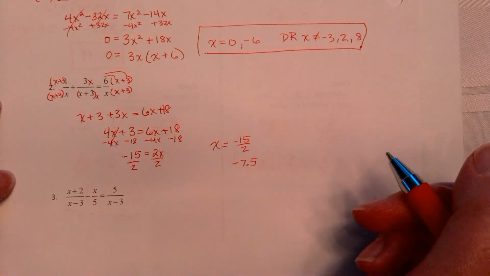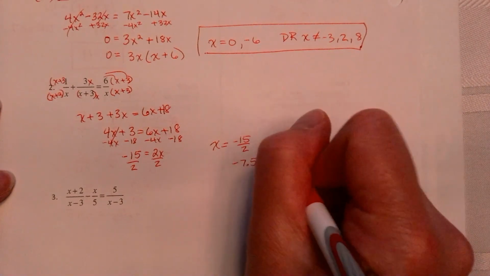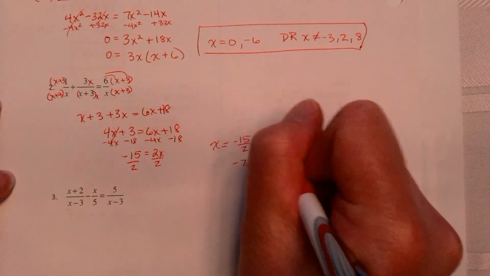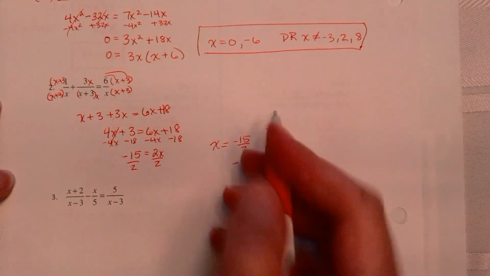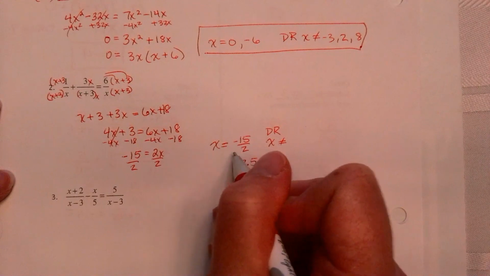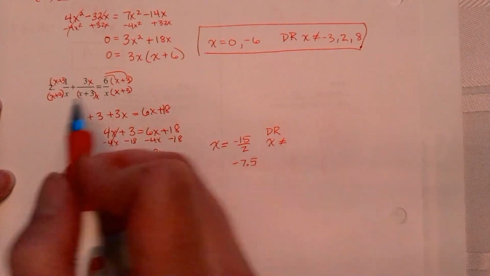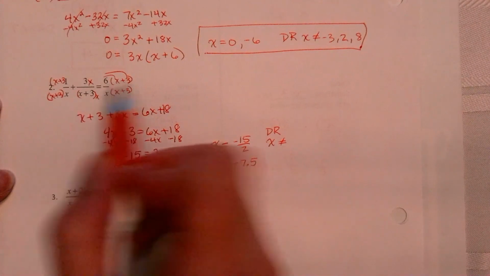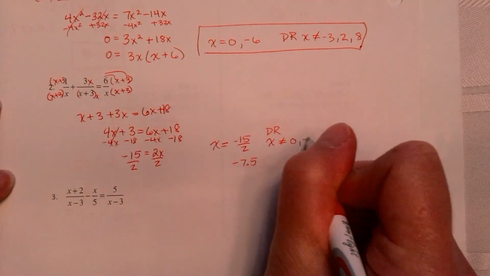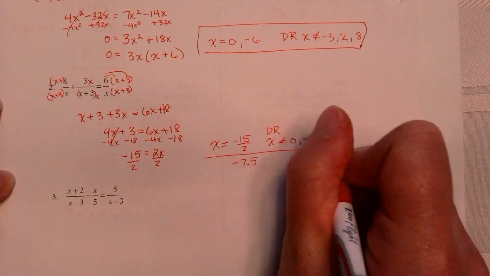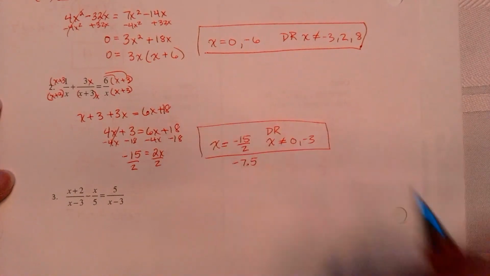Either way, it's equivalent. And let's talk about those domain restrictions. What can't x equal? And I want to be real clear. Make sure you have your x equals, and make sure you're stating that x cannot equal for domain restriction. So go back to your denominator. X cannot be 0 or negative 3. And that does not interfere with my answer of negative 7.5, so I'm set.